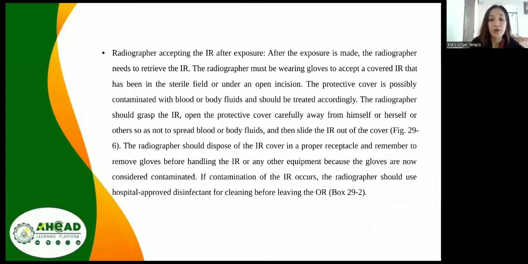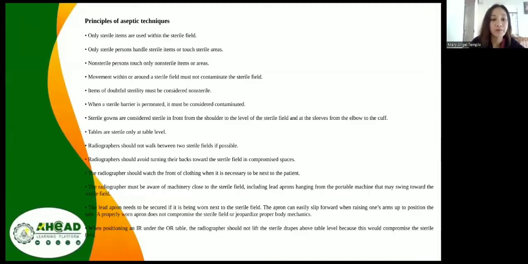The radiographer should dispose of the IR cover in a proper receptacle and remember to remove gloves before handling the IR or any other equipment, because the gloves are now considered contaminated. If contamination of the IR occurs, the radiographer should use hospital-approved disinfectant for cleaning before leaving the OR.